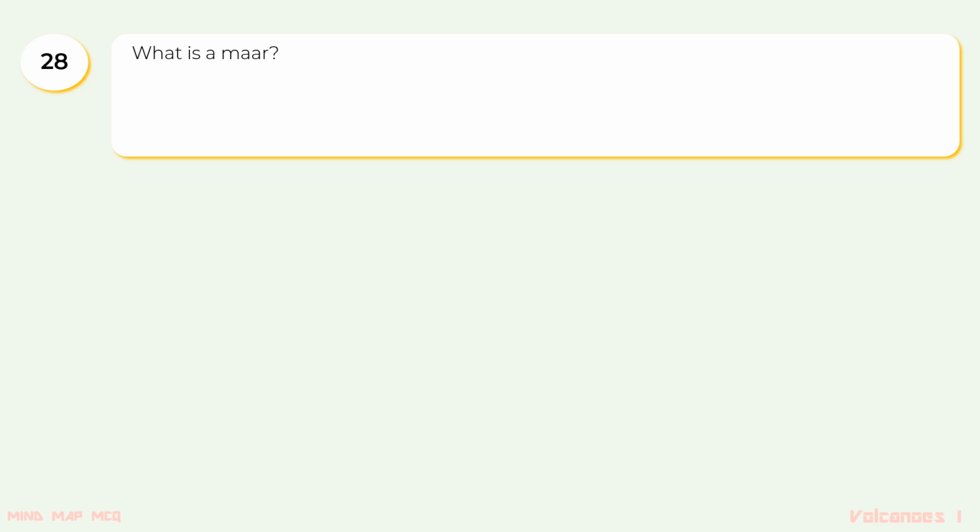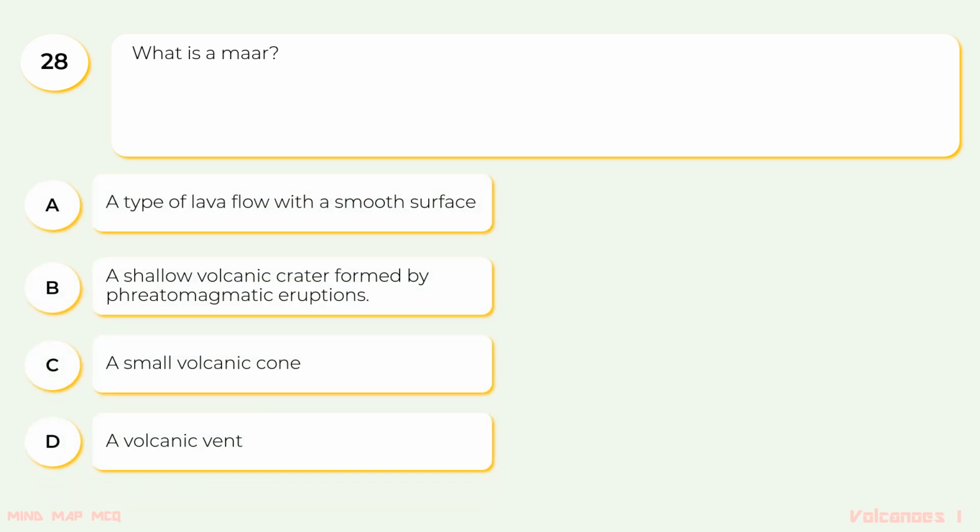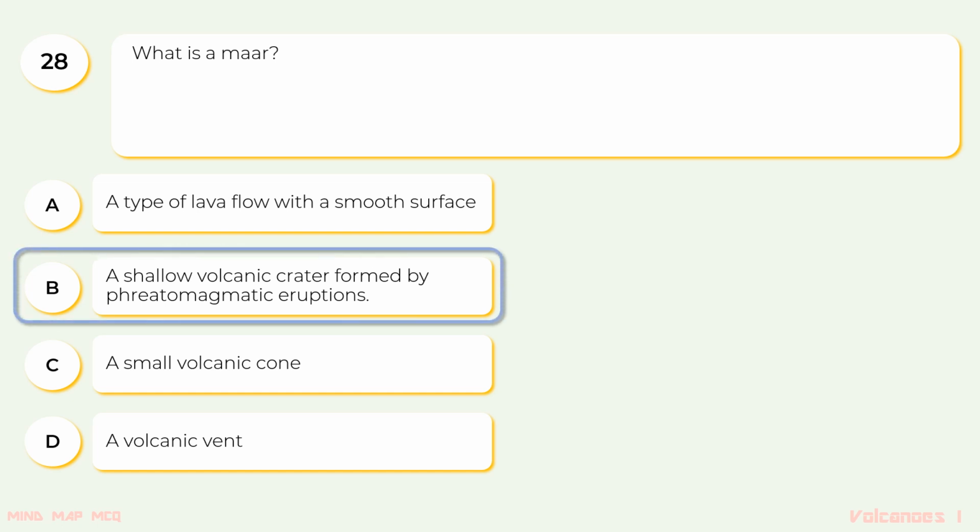28. What is a maar? The options are A. a type of lava flow with a smooth surface, B. a shallow volcanic crater formed by phreatomagmatic eruptions, C. a small volcanic cone, D. a volcanic vent. The correct option is B, a shallow volcanic crater formed by phreatomagmatic eruptions.